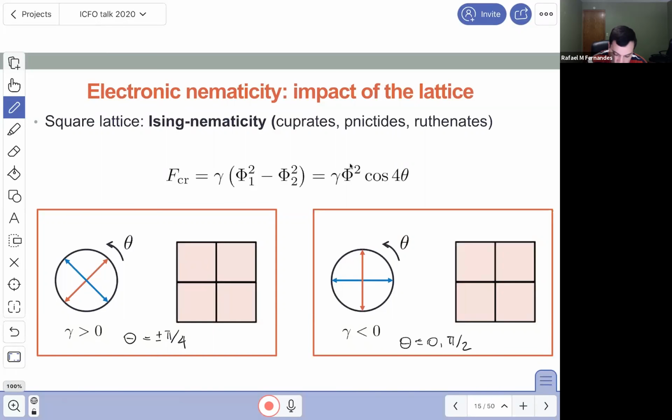When you have only two values, what you find out is that your order parameter is Ising-like. So this is what we call Ising nematicity. I only have two possibilities.